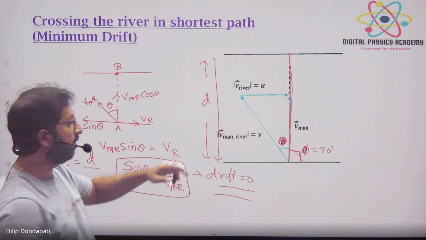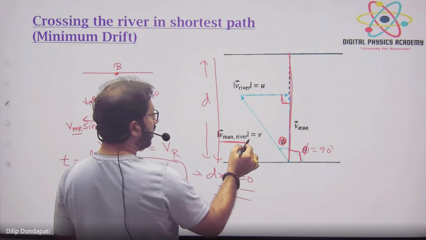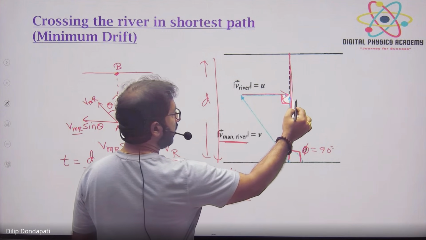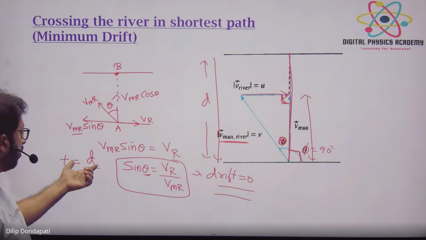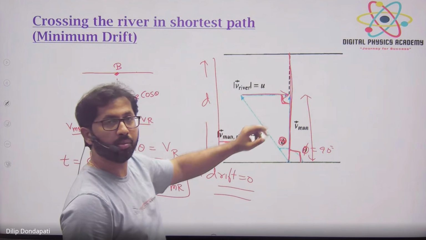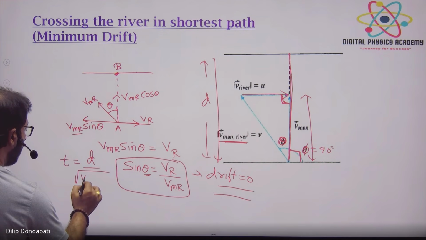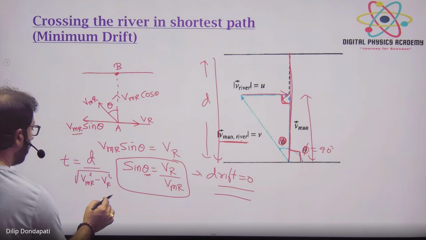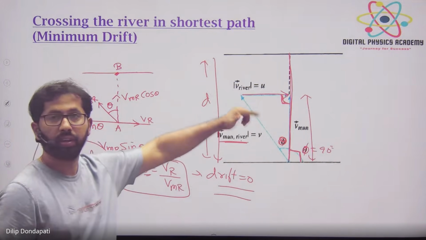How will this distance come? This is the velocity of man, the hypotenuse, this is 90, and this is the opposite side. So how to find this side? Because I want distance by speed, and the speed to take is the vertical speed. Using the Pythagoras theorem: this square minus this square, so under root VMR square minus VR square. Then you will get the time taken to reach the shortest distance. Understood?